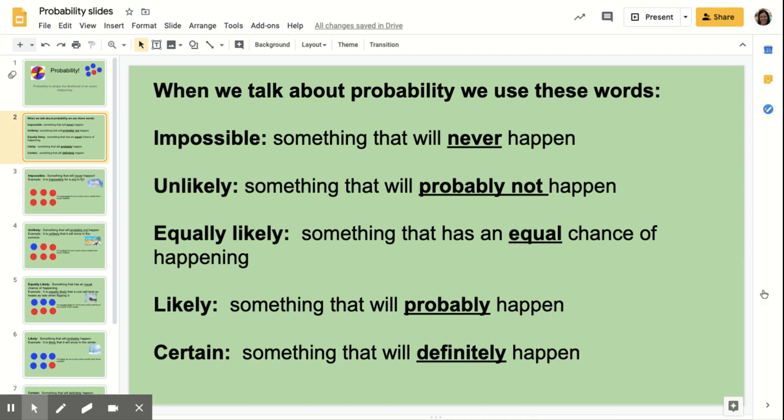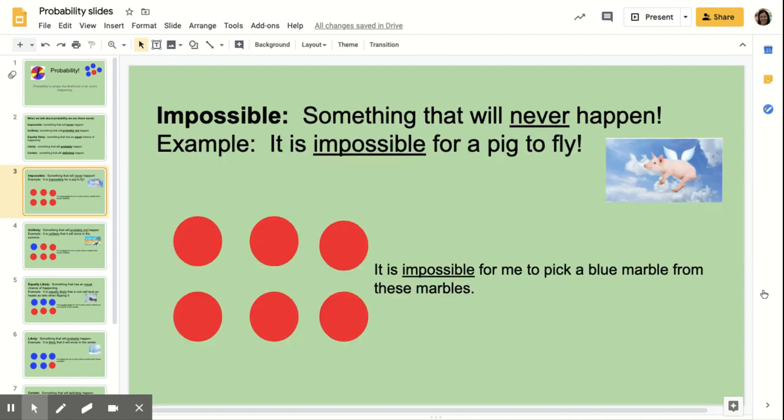we use these words. If something is impossible, that means something will never happen. If it's unlikely, it will probably not happen. If something is equally likely, then it has an equal chance of happening. If something is likely, it probably will happen. And if we use the word certain, we mean something will definitely happen.